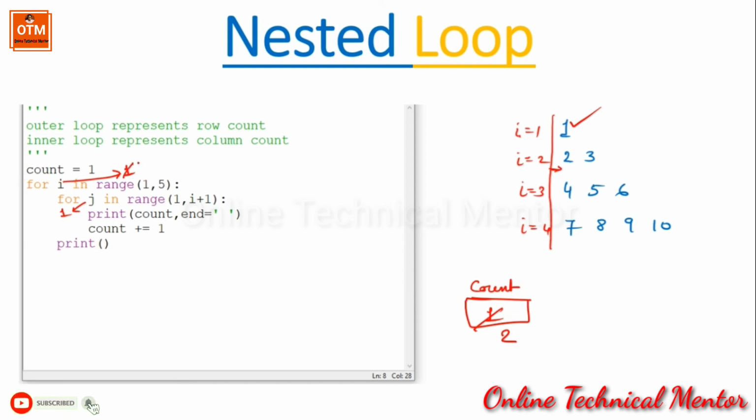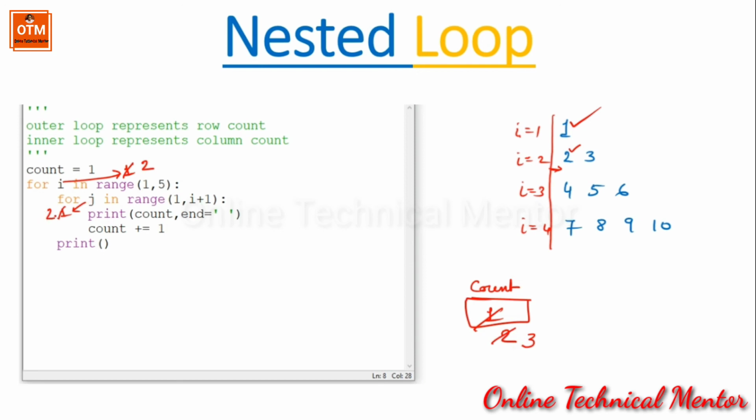This time i will become 2, and by taking i equal to 2, the inner loop j will execute 2 times, for j equal to 1 and for j equal to 2. When j equal to 1, the value of count will be printed. So this time the value of count is 2. So this 2 will be printed. After printing the value of count, that is 2, at the next line count will be incremented by 1. That means count will become 3.